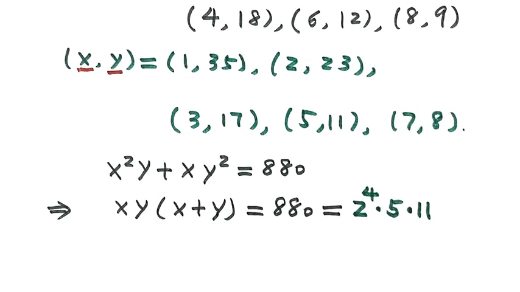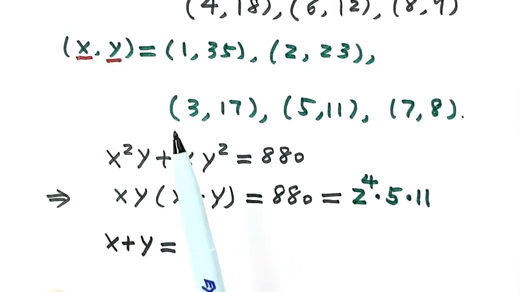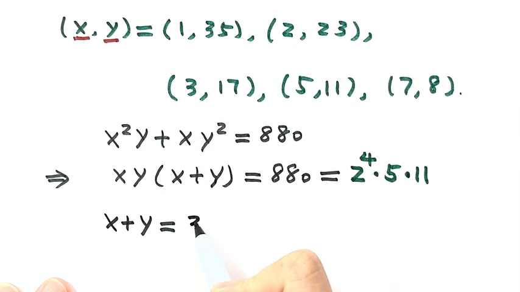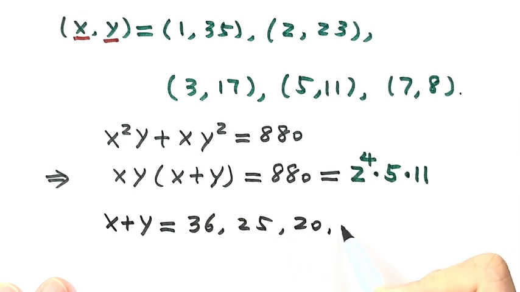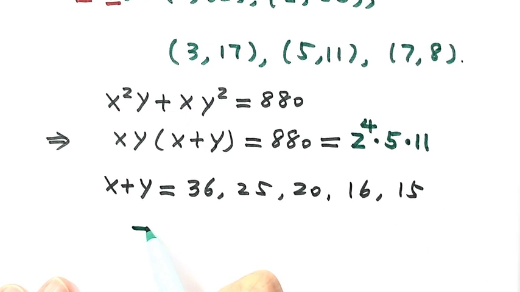Let's see the first one, x + y, just two numbers added together. 1 plus 35 is 36, then 25, 20, 16, 15. Looking at all the numbers, we can tell that x + y is not divisible by 11.